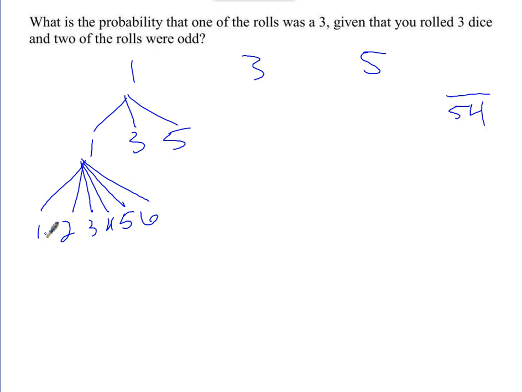Down this branch, we have 6 outcomes. That means there's 6 outcomes down this branch and 6 outcomes down this branch for a total of 18 outcomes. We have 3 of those types of branches. 3 times 18 is 54.